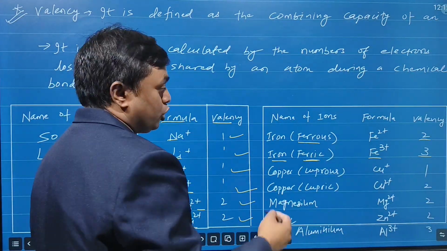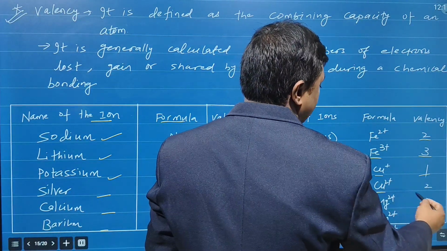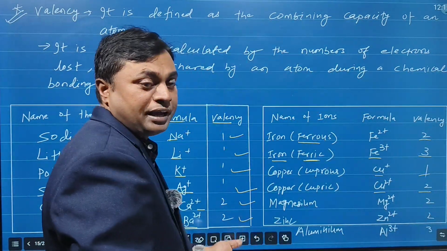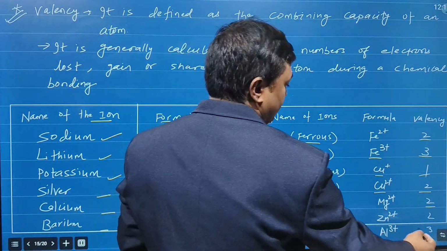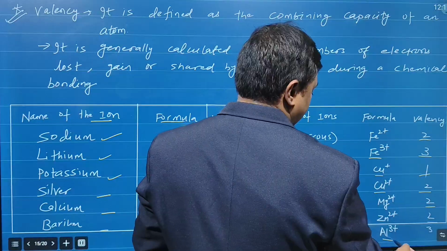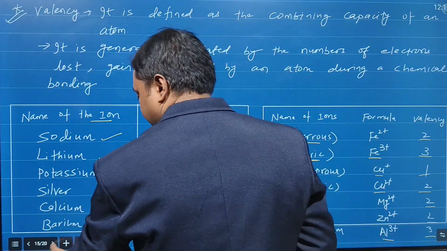Similarly, copper: cuprous and cupric. Cuprous is plus 1, that is 1 valence, and cupric is plus 2, that is 2 valence. Magnesium, Mg2+, 2 is the valency. Zinc, Zn2+, 2 is the valency. Aluminium, Al3+, 3 is the valency. So these are the cations.